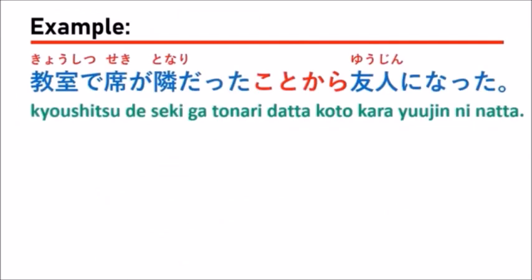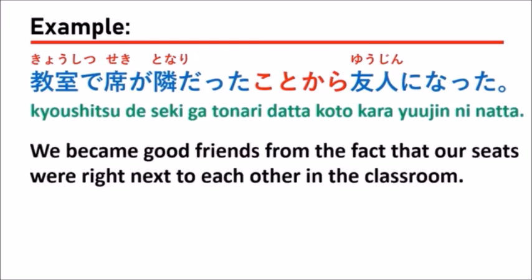The first example: 教室で席が隣だったことから友人になった。Which means we became good friends from the fact that our seats were right next to each other in the classroom.